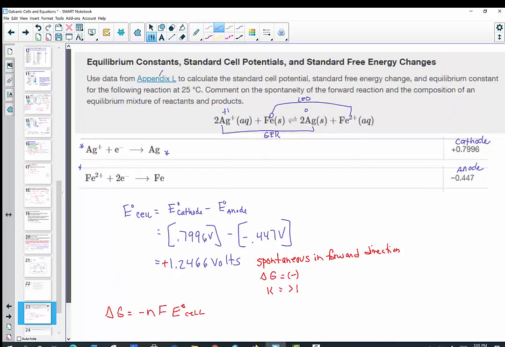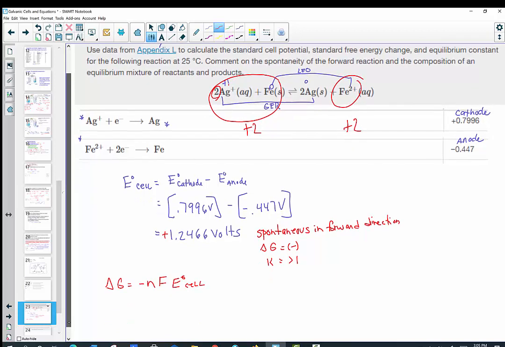What is n in our equation? Well, what's the charge on both sides? On the left side, we have 2 units of a plus 1, and on the right side, we have 1 unit of a plus 2. There were 2 moles of electrons being transferred in that reaction.